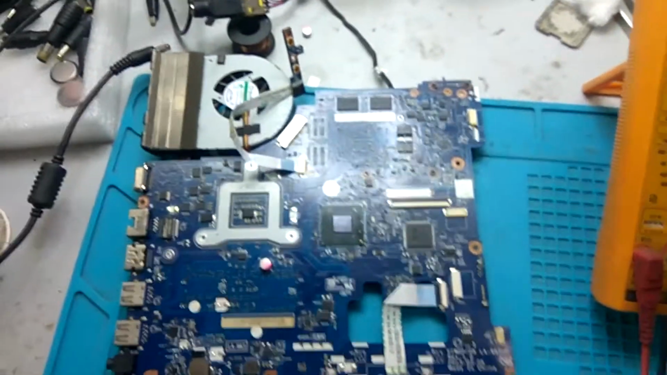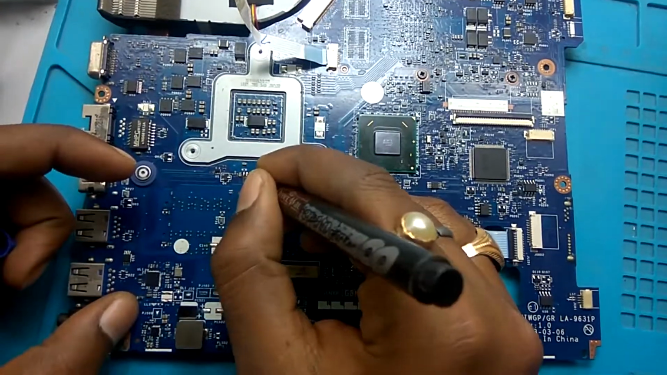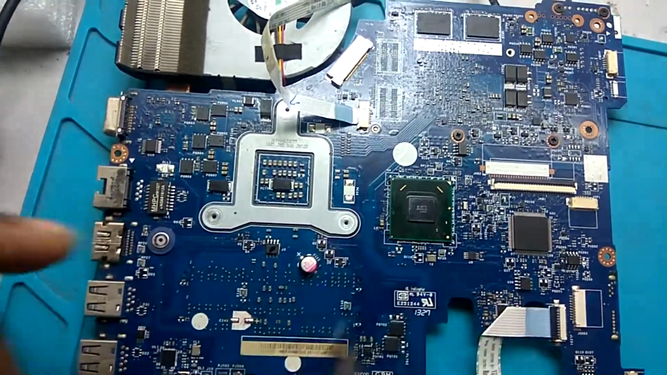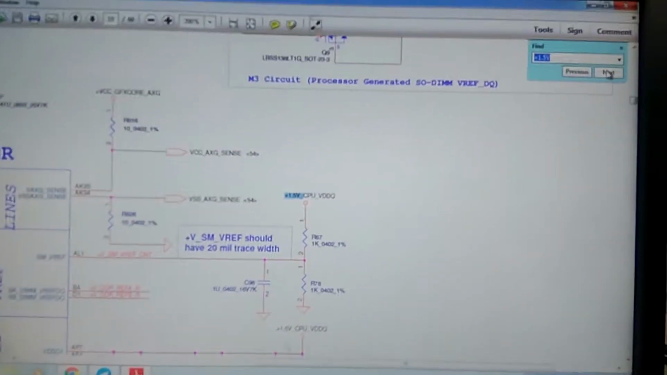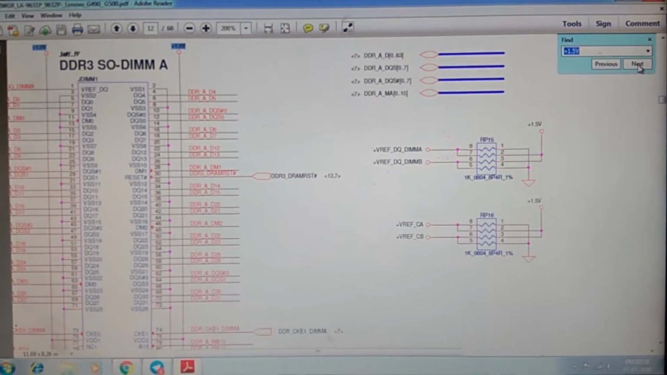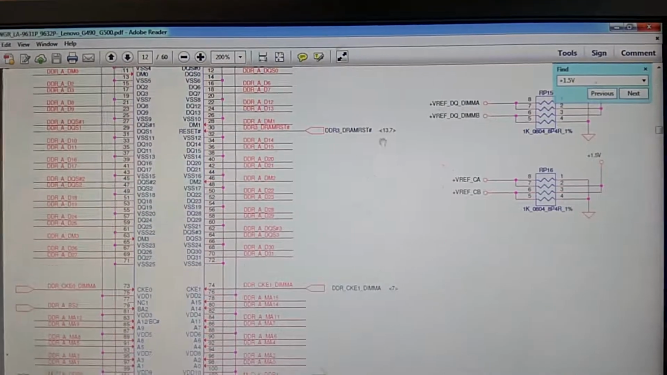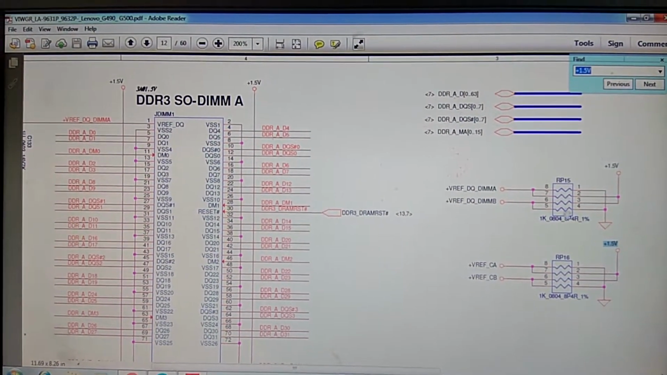For this we take a marker and put a mark on U3. This one is U3. Okay, we have to check on this MOSFET. Now again come, 1.5 volt CPU VDDQ. Again where it's going to RAM slot. Okay, now check where it's going.